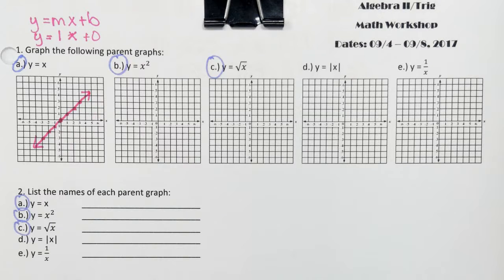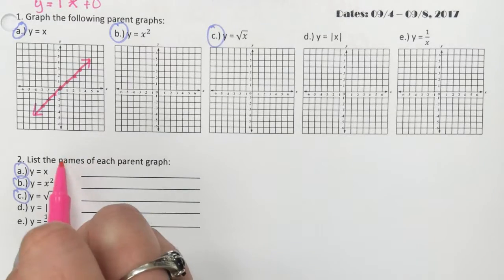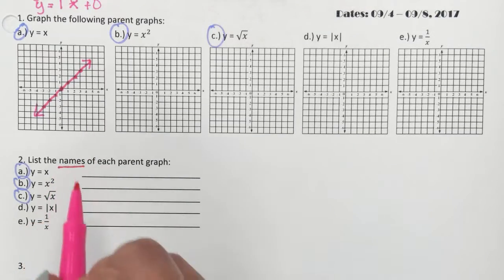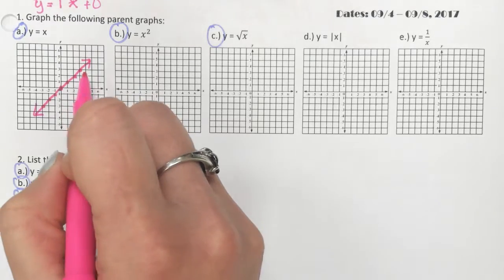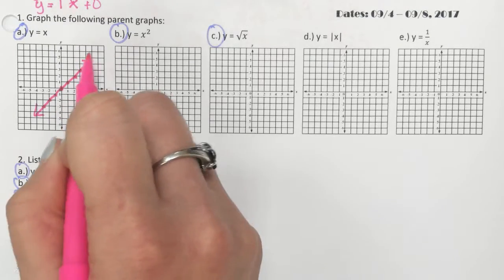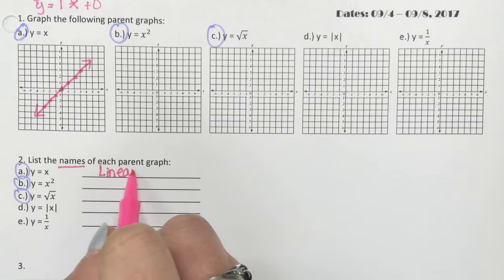Y'all okay so far? All right, then we're going to do 2A. 2A says list the name. Guys, what's another name for a line? Don't make it hard. The word line is already in it. Linear. Very good. Line segment means that it stops. It doesn't keep going on, okay? So we'll call it linear.